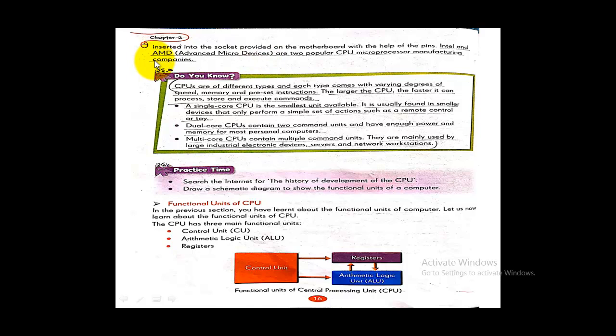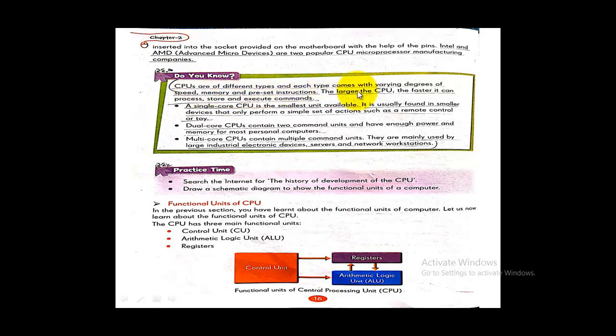You underline advanced micro devices also. I can ask a question like this: what is the full form of AMD, or give the full form of AMD. You have to answer advanced micro devices. Two CPU processor manufacturing companies are Intel and AMD, or Intel and advanced micro devices. So underline Intel and AMD, and advanced micro devices, two popular CPU processor manufacturing companies.